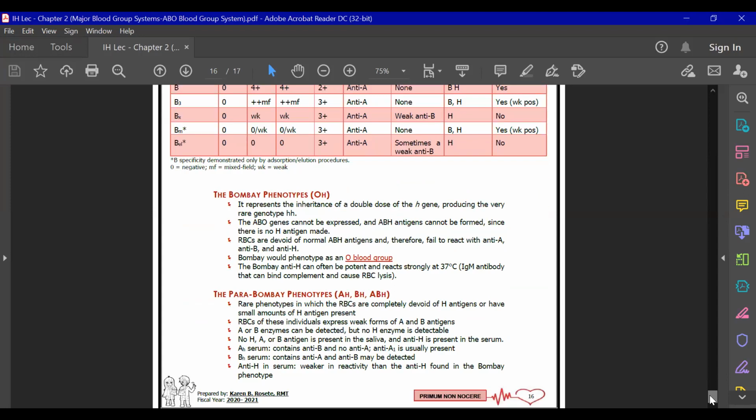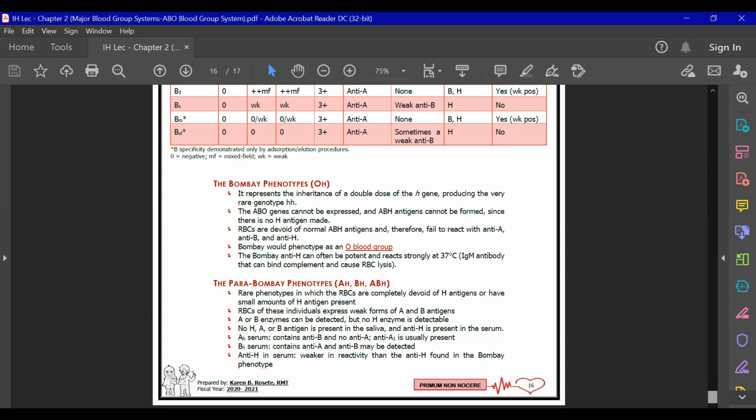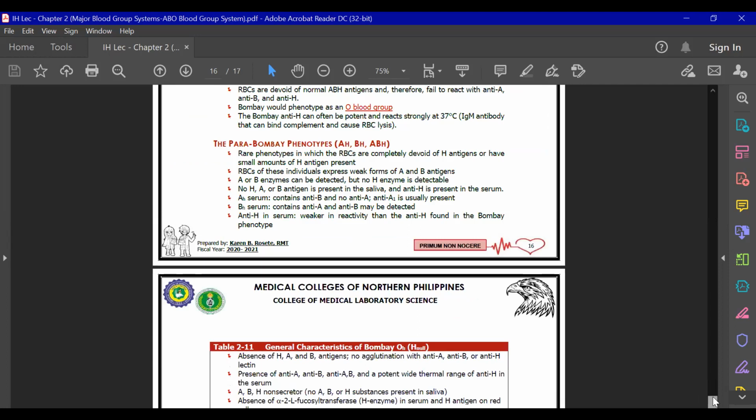So let's have now your Bombay phenotype. It's already 11. Actually, this is the last one, I think. Yeah, last.